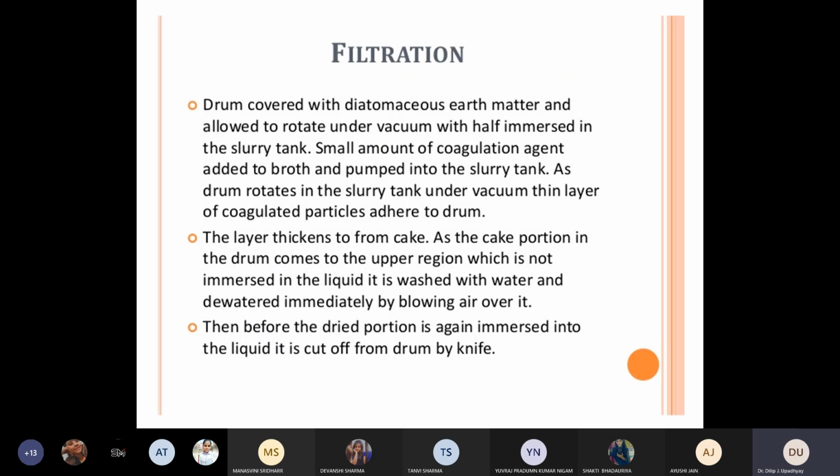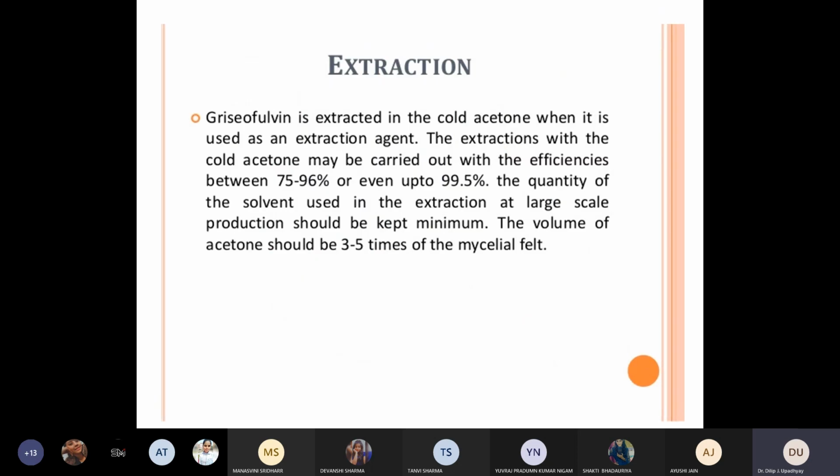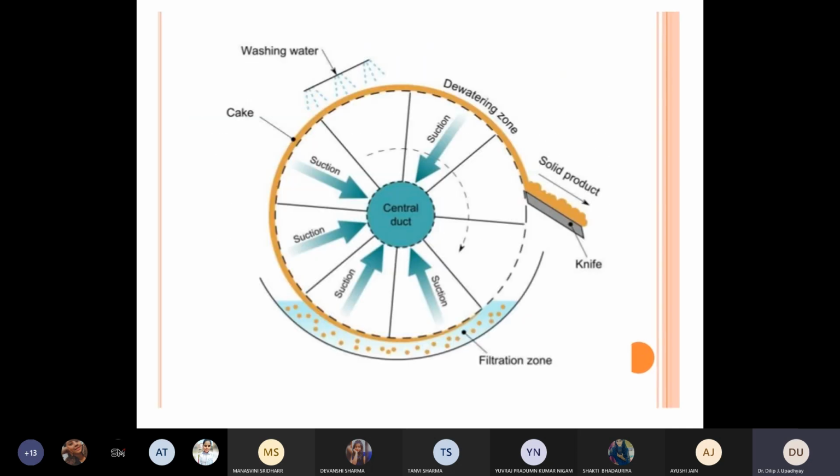See, the filtration can be done using a drum filter. So I will just straight away show you the drum filtration. Can you all see the drum? Can you see one circle? Yes, sir. That is the cross section. This is the drum; actually, if you see it in 3 dimensions, this is a drum. I am showing its cross section.